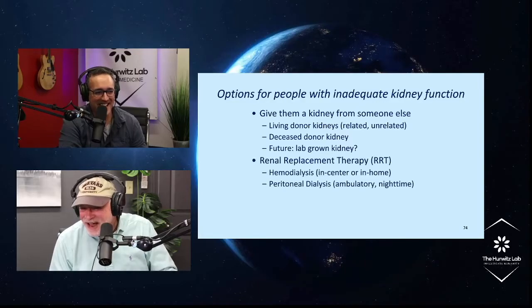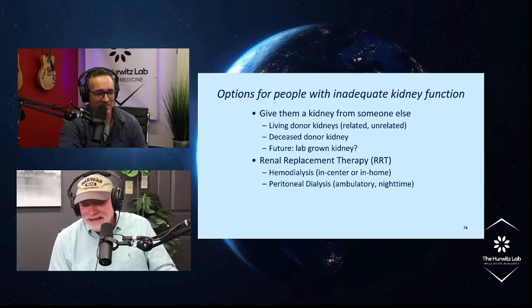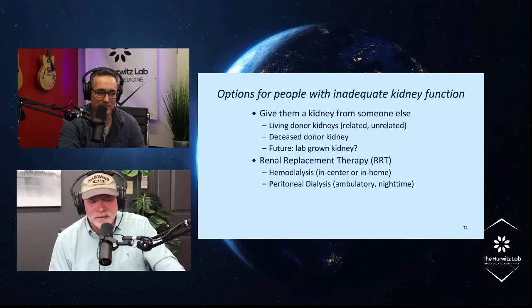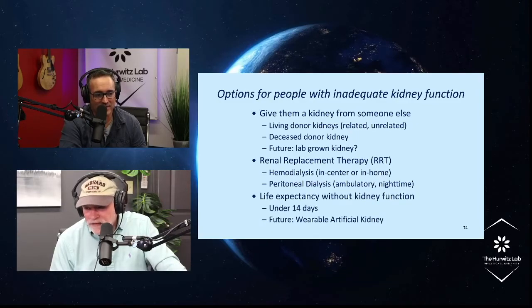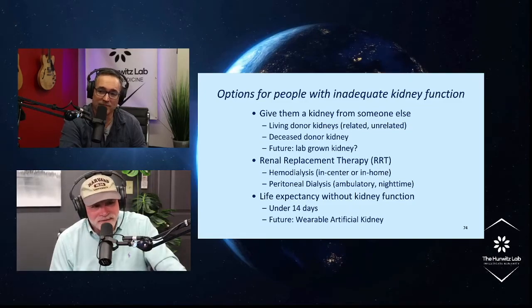Probably unrelated. Kidney X. And then in the meantime, to get them through, we do what's called kidney replacement therapy or renal replacement therapy, which is hemodialysis either in-center or at home, or peritoneal, which is ambulatory at nighttime. And the life expectancy without kidney function is not long. So maybe there'll be a wearable artificial kidney. We don't know. It's been around for a little while. They have them, but they're just not for prime time yet.